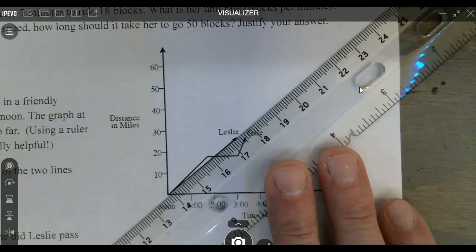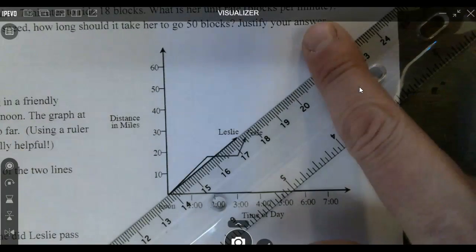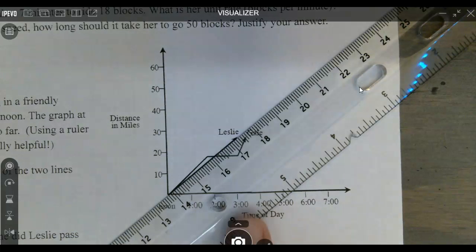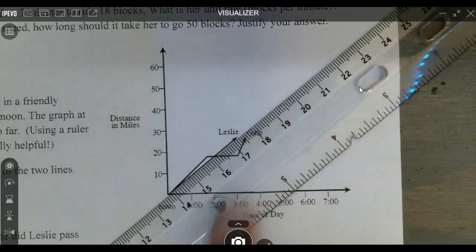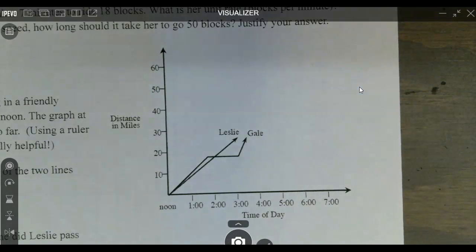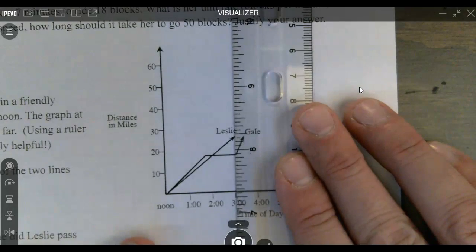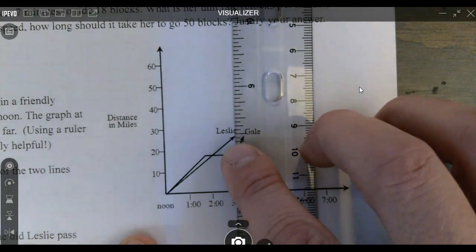But if we extend this line with a ruler, and then say at 3 p.m., we could go up to 3 p.m. and meet our line. So yeah, that's why it is approximate. And actually, I don't know if we have to extend her line. We can honestly just use this ruler to go up and then go over.